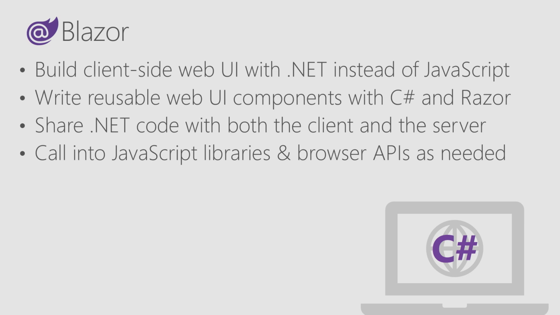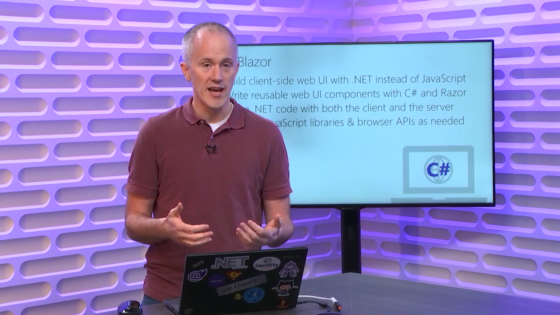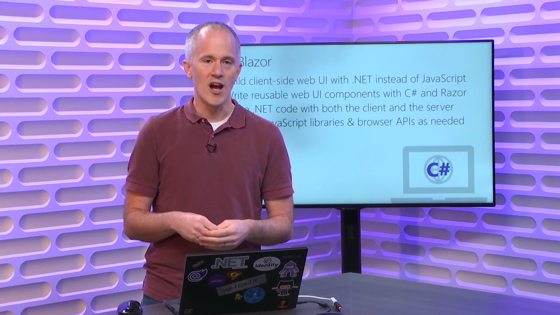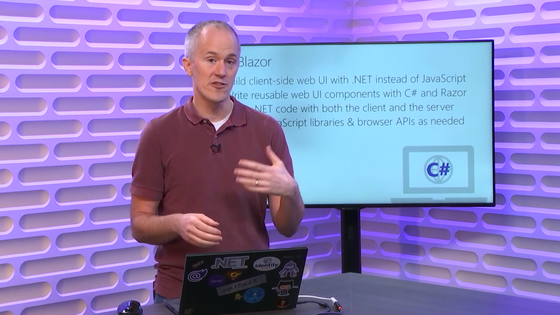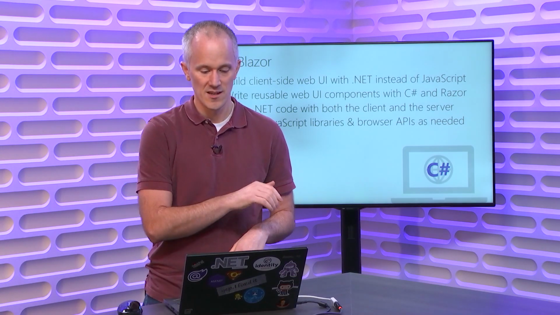You can then share your .NET code, the same assemblies on both the client and the server. If you've got some validation logic, you can use it on both sides of the wire. If you need to call into JavaScript code, you can still do that. You just have access to all of the JavaScript APIs of the browser and other libraries through a JavaScript interop mechanism.